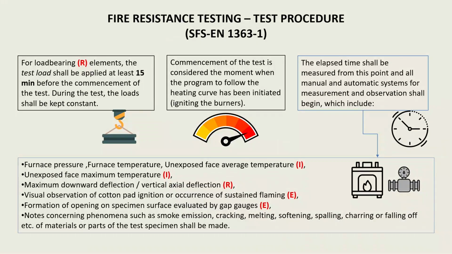Fifth parameter is the surface opening, which is measured with gap gauges for the E integrity criteria as well. And on top of all that, other phenomena like smoke, cracking, melting, spalling, or material detachment are observed. These steps ensure a standardized and comprehensive evaluation of the fire resistance performance of structural elements.